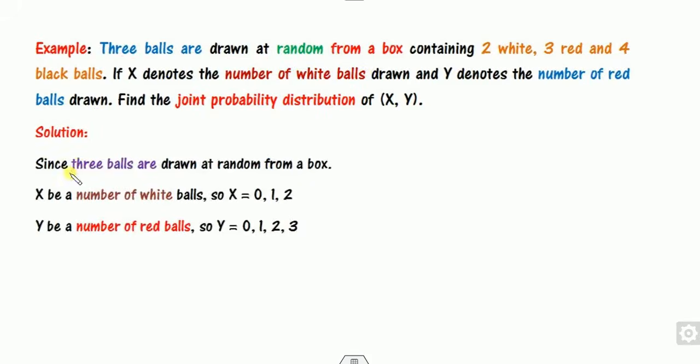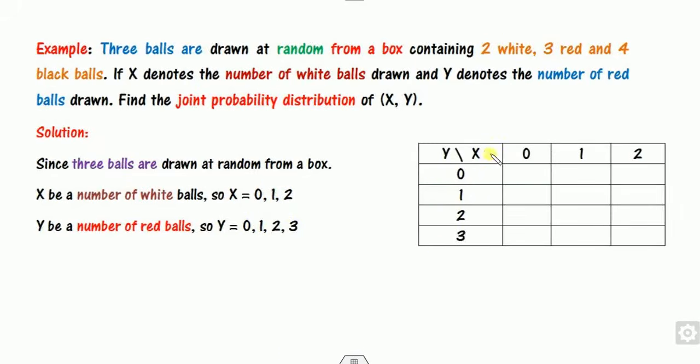Since 3 balls are drawn, x is the number of white balls. So what are the values of x? The maximum number of white balls is 2, so the values of x are 0, 1, 2. y is the number of red balls, and the maximum is 3, so 0, 1, 2, 3. It means you have to draw this table. Now I can write x here, or you can write x here, depending upon you. Okay, so x, y here.